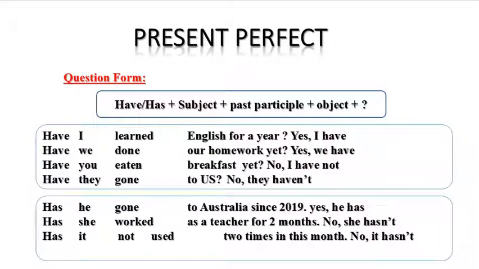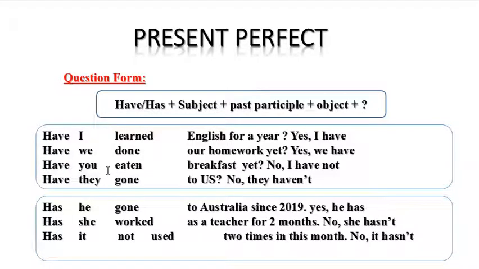Okay, let's move to the next with question form. With question form we have have and has plus subject plus past participle plus object plus question mark. For example, have I learned English for a year? Yes, I have. Have we done our homework yet? Yes, we have. Or sometimes we don't need to use the word yet, because yet is just to ask whether something is already done or not. Have we done our homework?